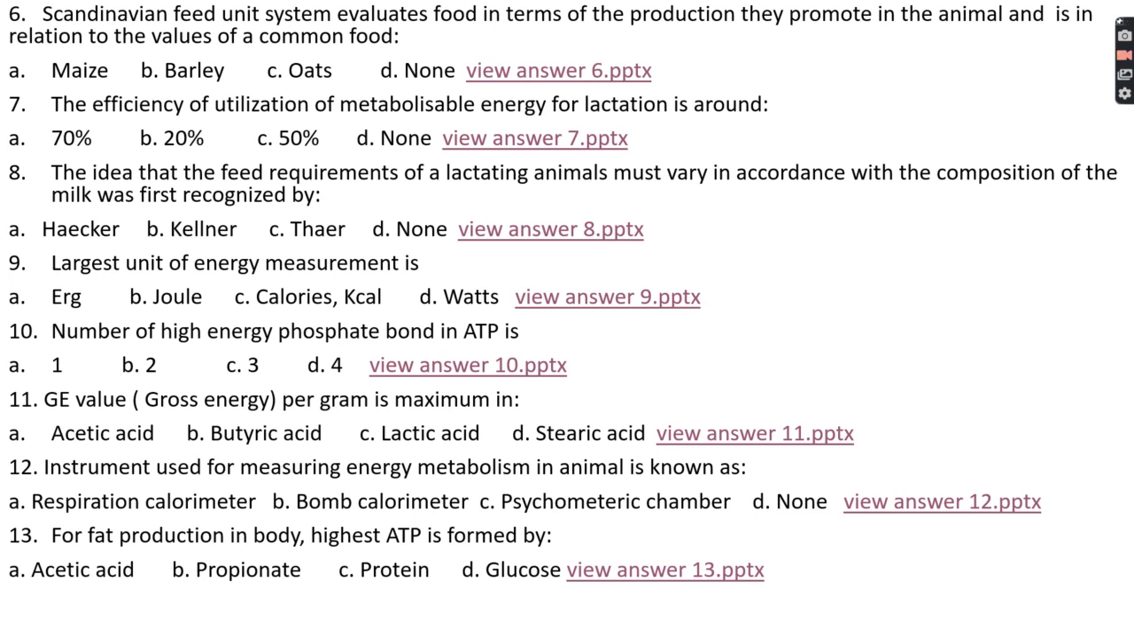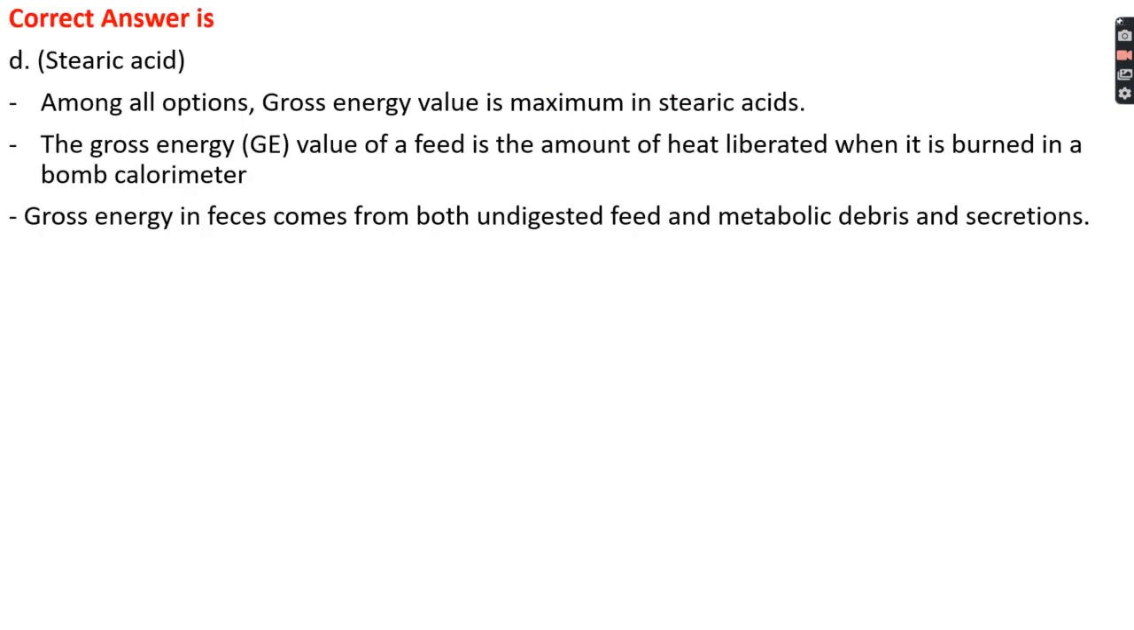Question number 11. Gross energy per gram is maximum in option A acetic acid, option B butyric acid, option C lactic acid, option D stearic acid. The right answer is option D, that is stearic acid. Among all options, the gross energy value is maximum in stearic acid.